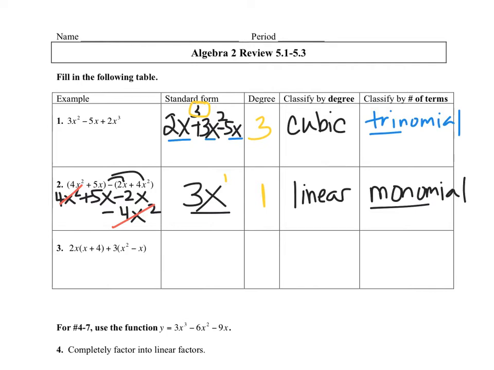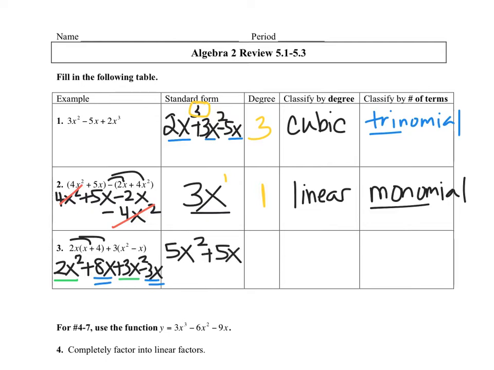All right, finally the last one. Take that 2x and distribute it so that you get 2x squared plus 8x. And then take the 3 and distribute that, 3x squared minus 3x. And so let's simplify our like terms. It looks like I have a 2x squared and a 3x squared. So that gives me 5x squared. And then I also have an 8x minus 3x. And 8x minus 3x would be 5x.